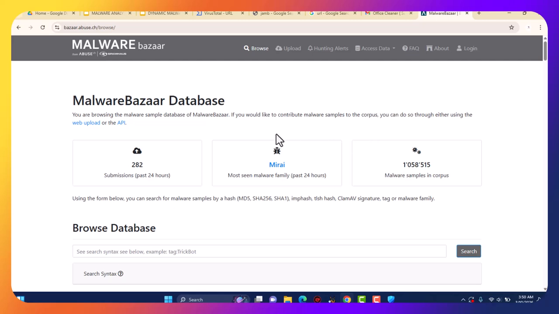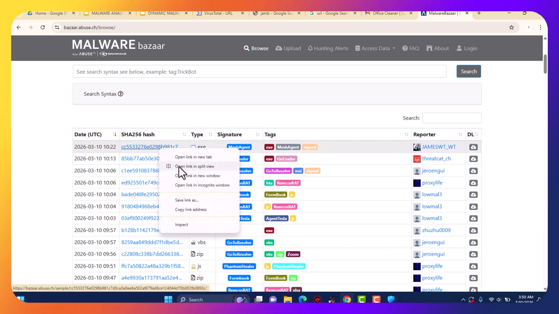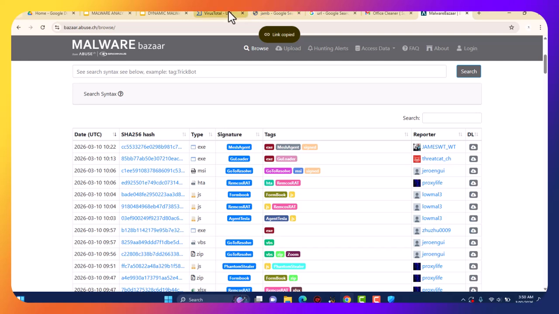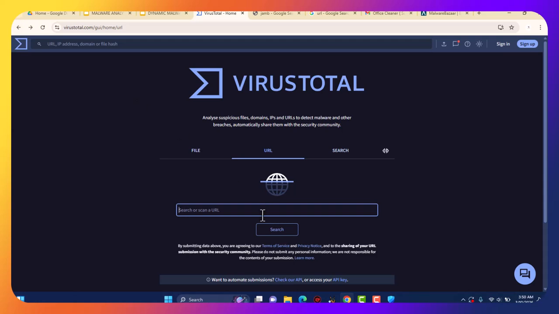Where are you going to? Don't download. Now this is what you do. Copy the link for us. Right click on any one, maybe the first one, copy the link address. So go to VirusTotal again. Go back. Then we now paste this one, and let's see what it will give us.